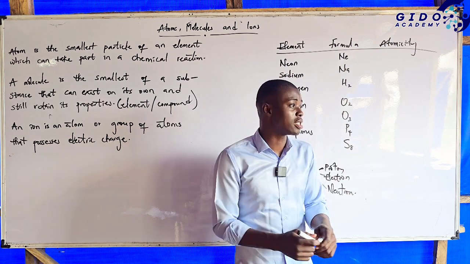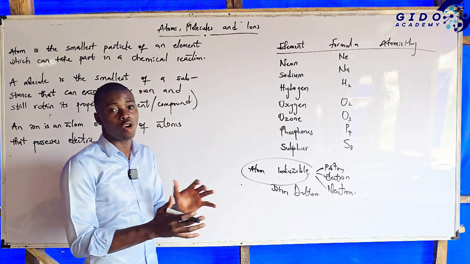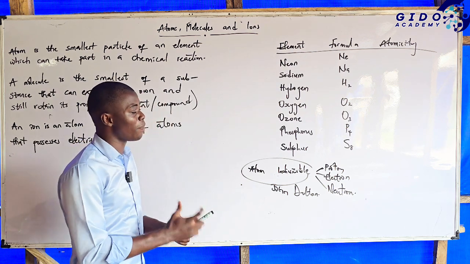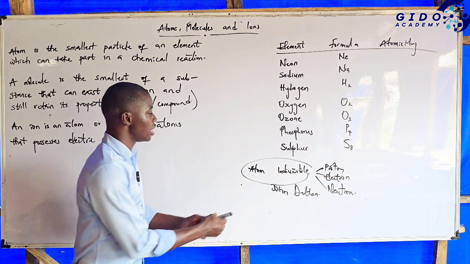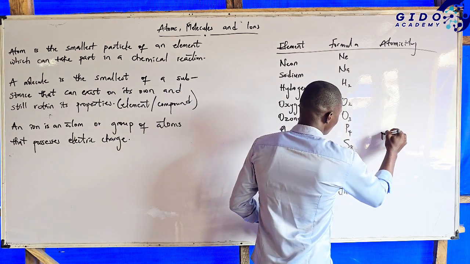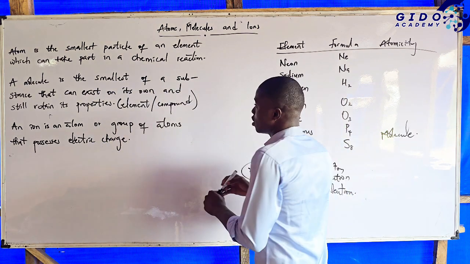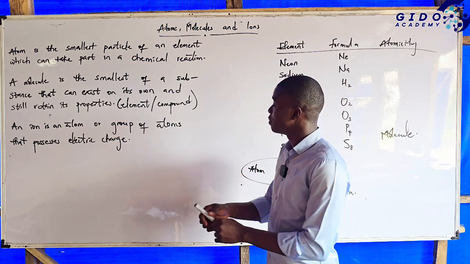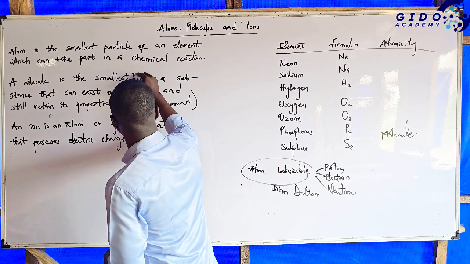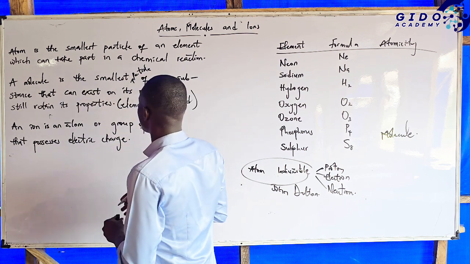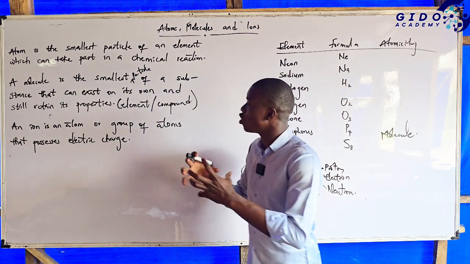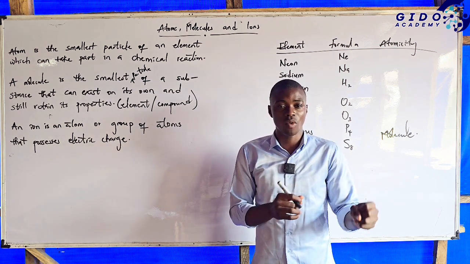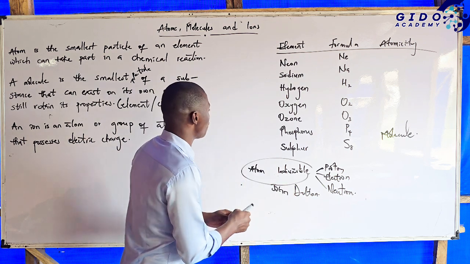Like what I always say to my students, when two or more atoms combine together chemically and they retain a particular property, the same property, it is called a molecule. It is called what? A molecule. Like what I will also say, a molecule is the smallest particle of a substance that can exist on its own and still retain its property. It can either be an element or a what? A compound.